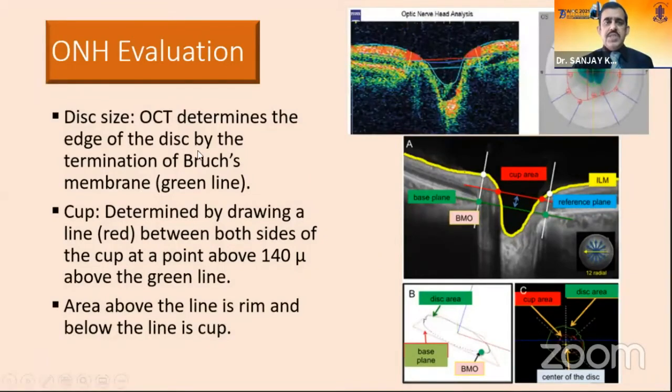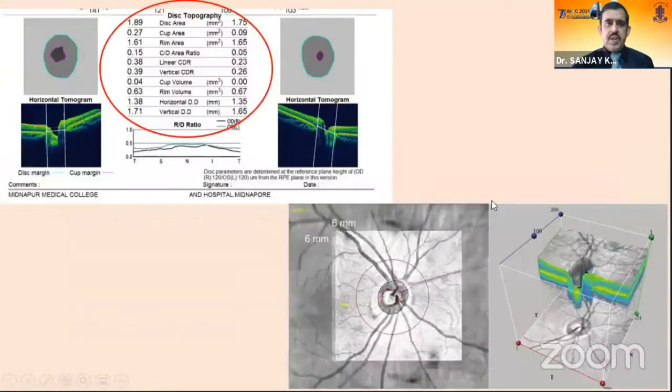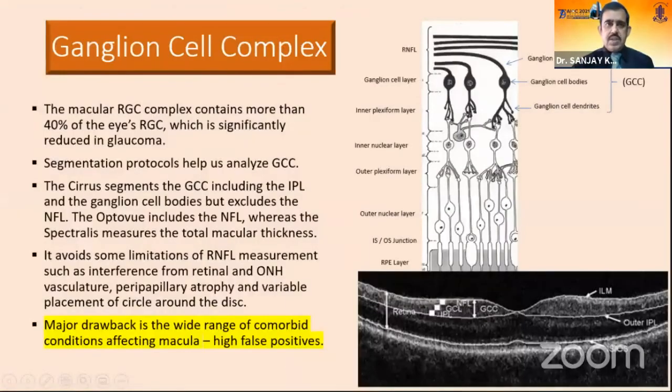The OCT determines the edge of the disc by the termination of the Bruch's membrane, and then we draw a reference plane about 140 microns above this. In case of Cirrus, it varies from machine to machine, and the area above this is the rim and below this is the cup. This is a printout from the Topcon machine giving the disc parameters.